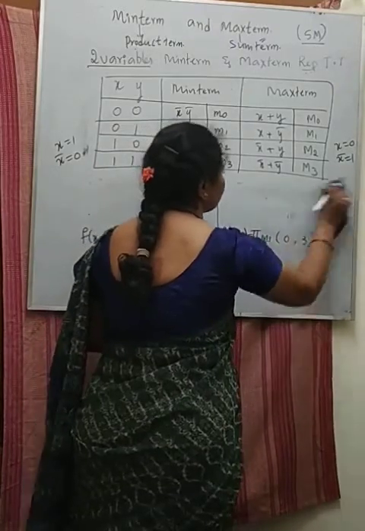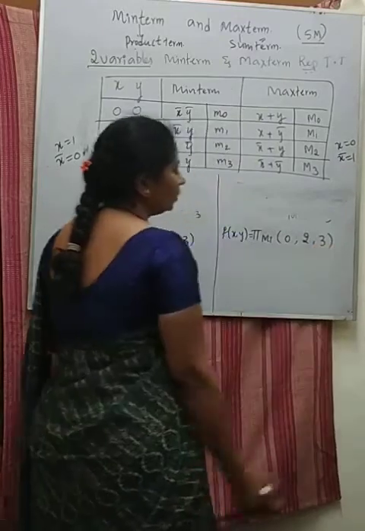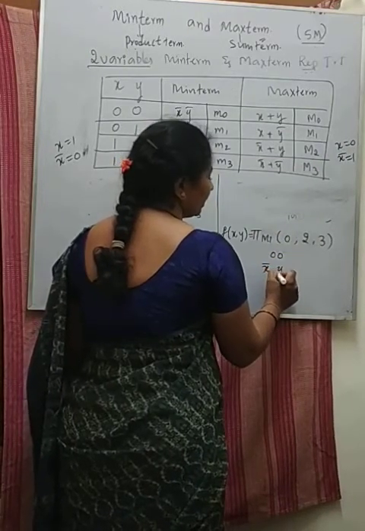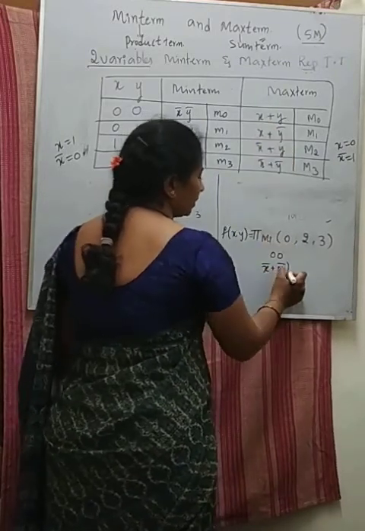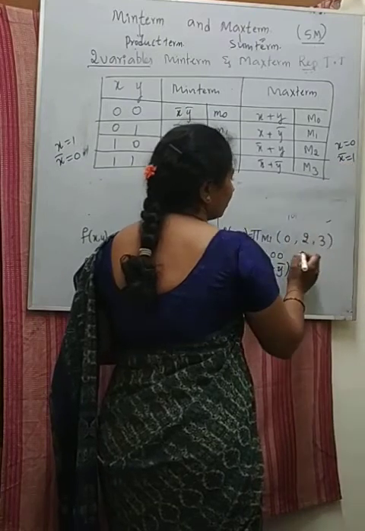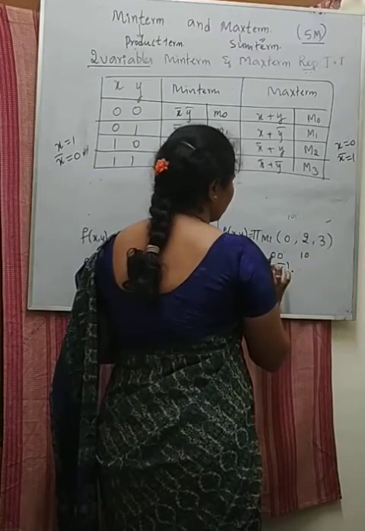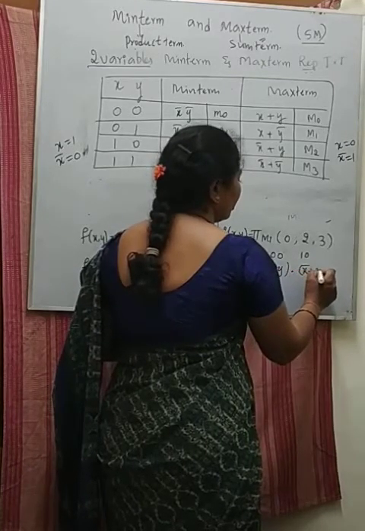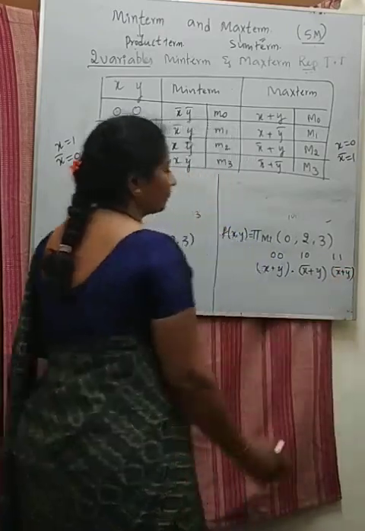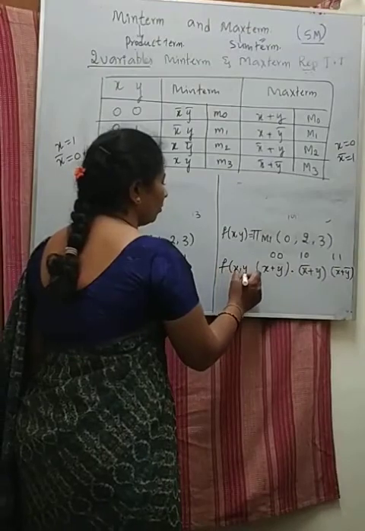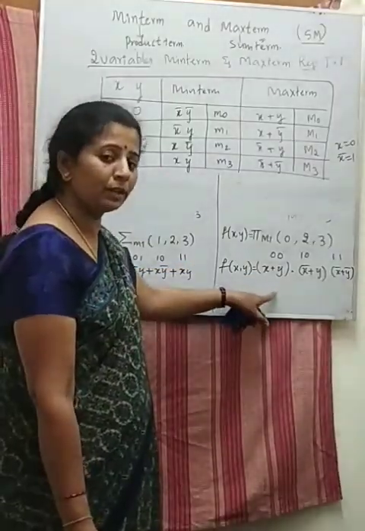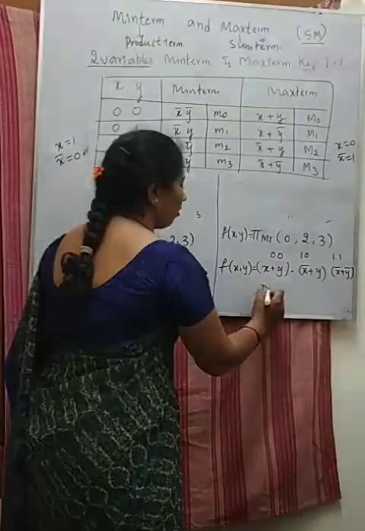Suppose they have given this, how will you write it? 0 means complemented. Both are 0, so x is complemented, y is complemented. Each term is a plus term, logically multiplied. 2 means 1 and 0, so x is uncomplemented, y is complemented. Here 1 and 1, both x and y are uncomplemented. This is your canonical form of maxterms. If they have given the POS, we can write the maxterm. If they have given the maxterm, we can write the POS, product of sums.